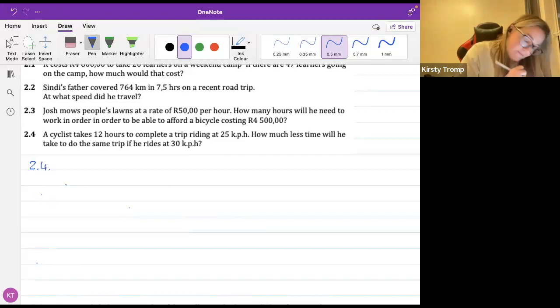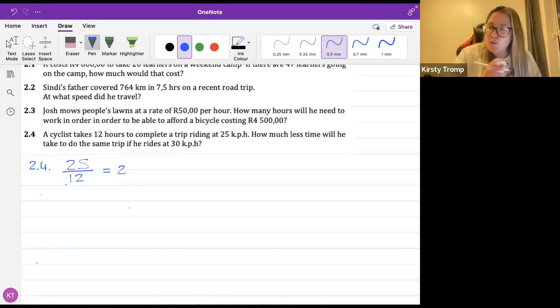Ma'am, I'm gonna try. Perfect. I love it when you try, yeah? So, ma'am, I said 25 divided by 12, which gave me 2. And then I said 2 times 30, which gave me 60. So we have 60 hours to complete the rides, 30 kilometers per hour.